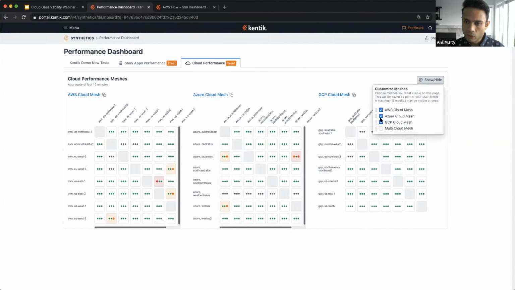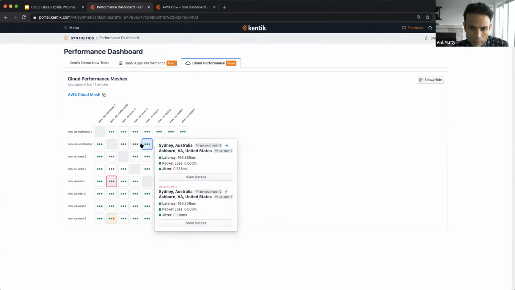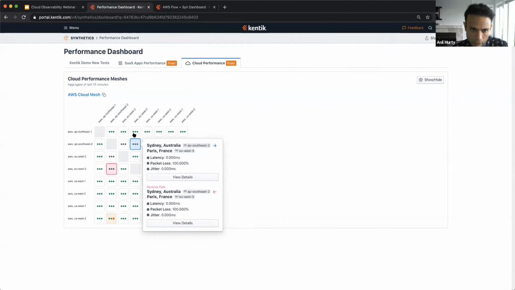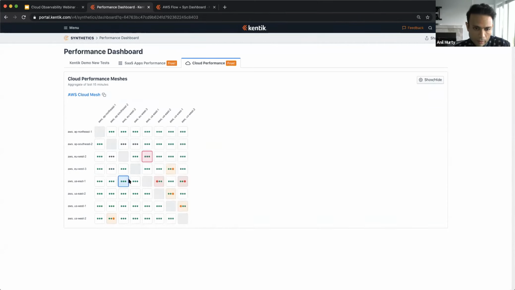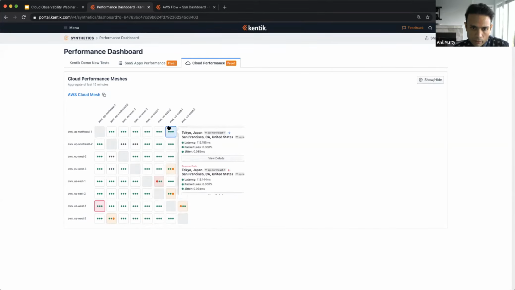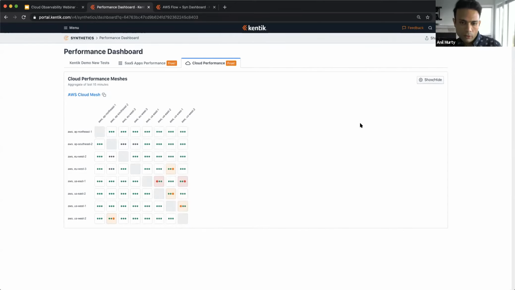You can go ahead and hide those in your accounts, and it'll only show you the AWS specific cloud mesh here. So what you're looking at here is the different cloud regions, and traffic synthetic tests being run between those regions. In this particular instance, we're testing from, for example, AP Northeast 1 to EU West 3, and then similarly you might have tests running from US West 1 to somewhere in Turkey, and so on and so forth.